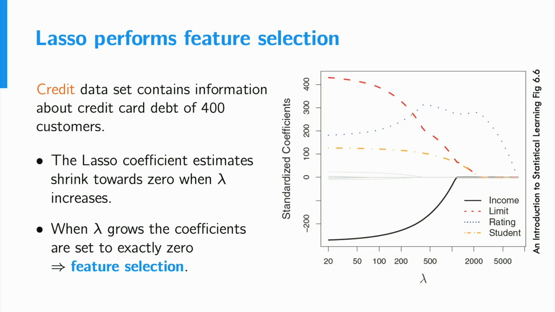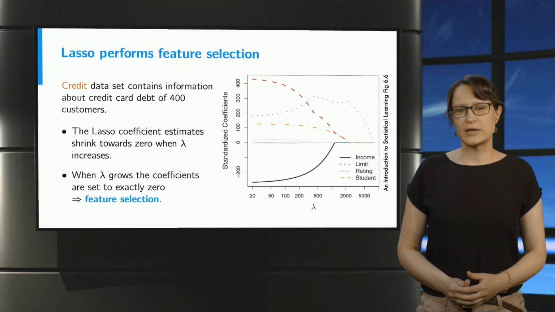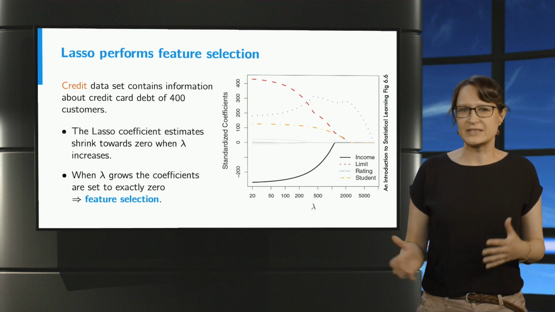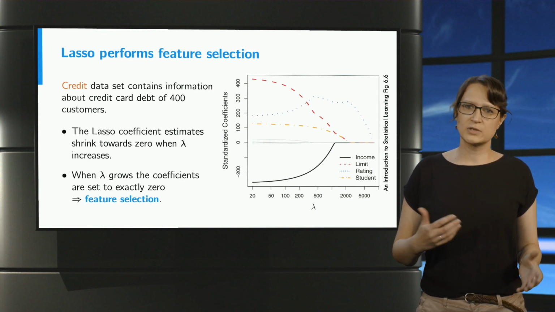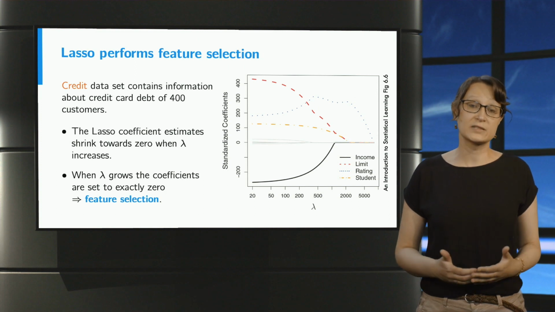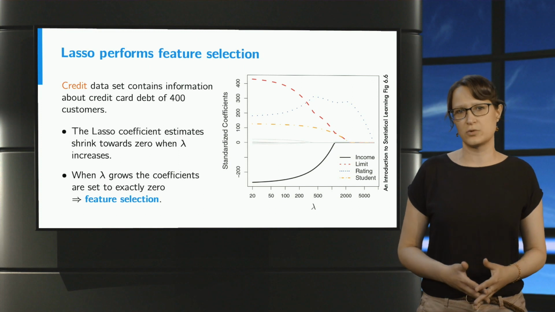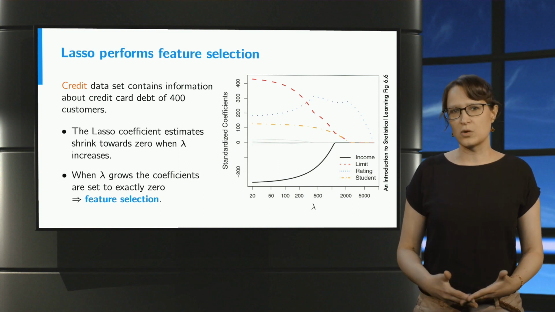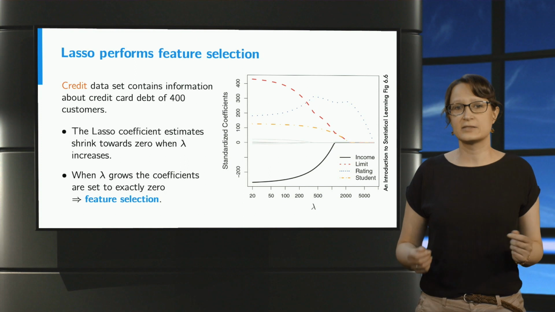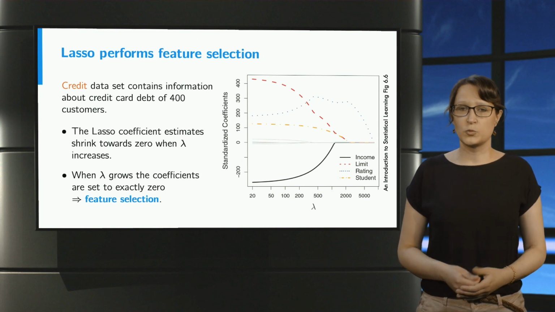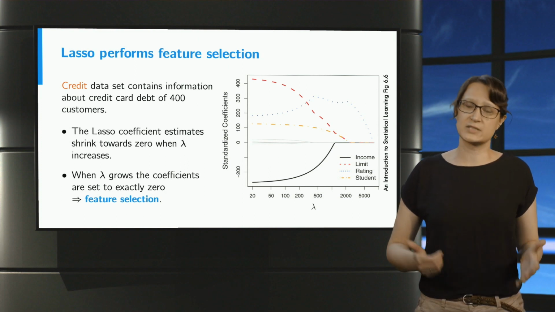So let's consider an example where we want to predict credit card debt using credit card data from 400 people. We fit the linear regression model using lasso. In the picture you can see how the estimates for the coefficients change with different values of lambda. We start with lambda 0, which corresponds to the least squares solution, and when lambda grows, the coefficients shrink towards 0. And notice that when lambda grows, the coefficients are set to exactly 0, one by one. Once a coefficient is set to 0, it will stay 0.